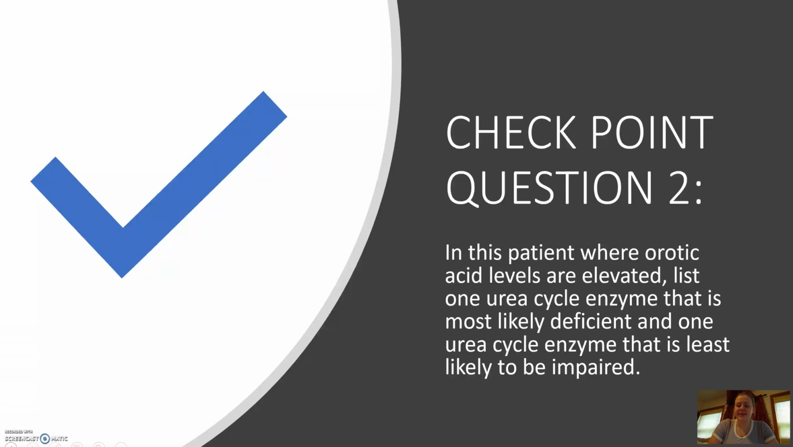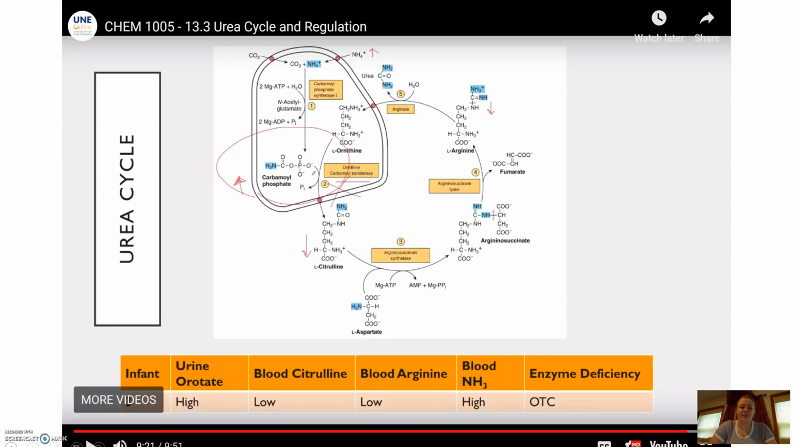Moving through this case, the second checkpoint question we're provided is: in this patient where orotic levels are elevated, as we were given a panel of additional statistics, list one urea cycle enzyme that is most likely deficient and one urea cycle enzyme that is least likely to be impaired. So the most likely enzyme to be deficient in this case would be ornithine carbamyl transferase.